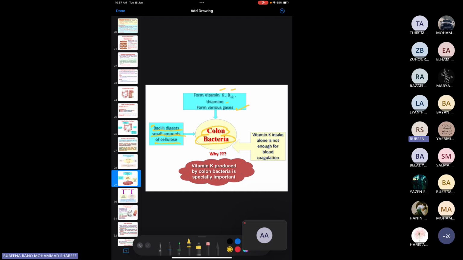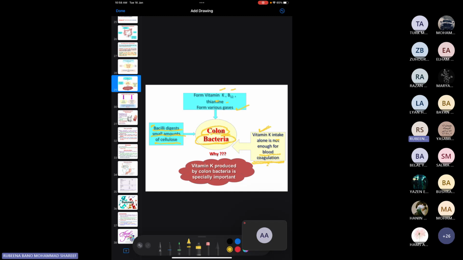Now, vitamin K, which is produced by the colonic bacteria, is very important, because it is very, very important for blood coagulation. It is one of the most important factors for blood coagulation, synthesized by the colonic bacteria. But vitamin K alone is not responsible for blood coagulation. We need other clotting factors as well. So this is about colonic bacteria.